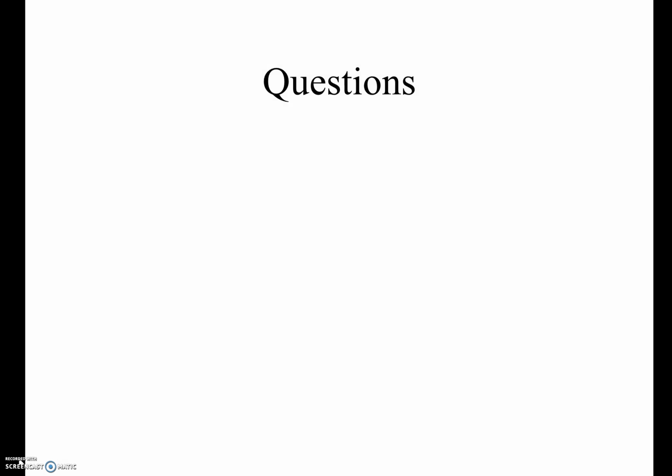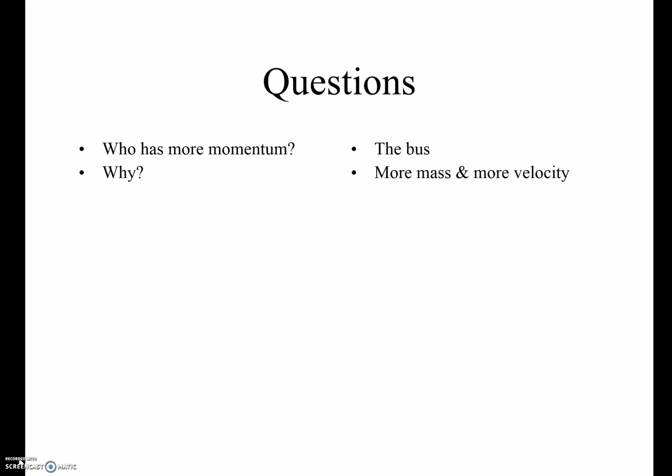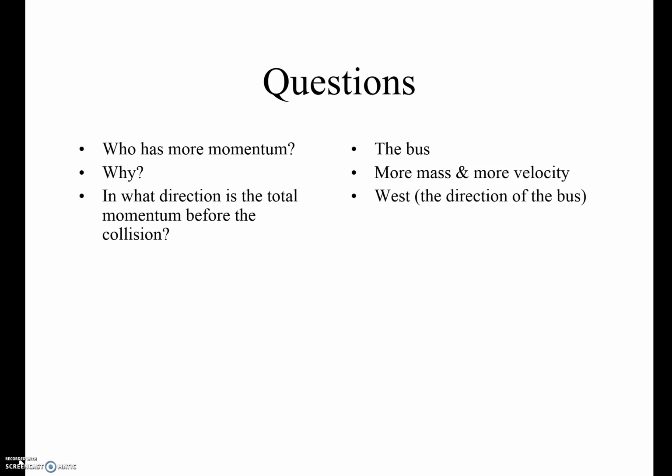So we have some questions to answer. Our first question is, who has more momentum? And remember that we calculate momentum by taking the mass times the velocity of an object. So the answer to who has more momentum would be the bus, and the reason for that is the bus has both more mass and more velocity. Our next question says, in what direction is the total momentum before the collision? And that total momentum will be in the direction of the bus, which is westbound.